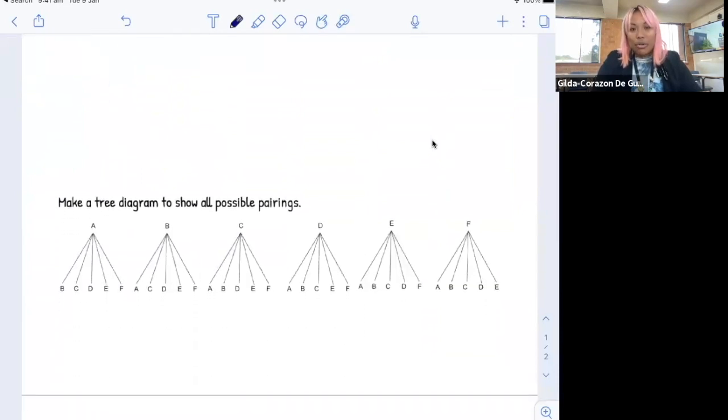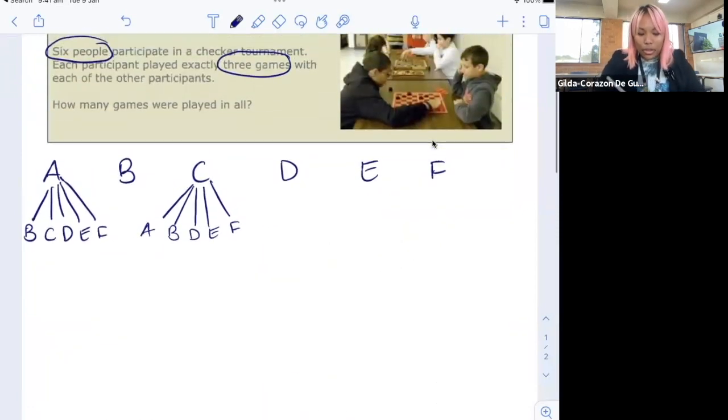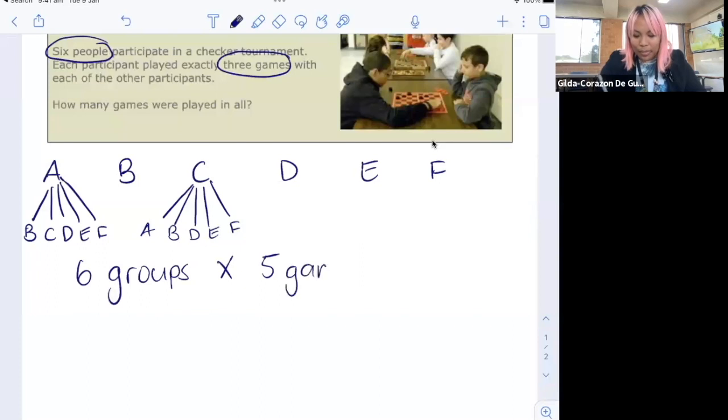If we look at this tree diagram, we can see that there's 6 groups. And each of those 6 groups have 5 in them, so 5 possibles. So what that means is we've got 6 groups times 5 games, which equals 30. So 30 games or pairings.